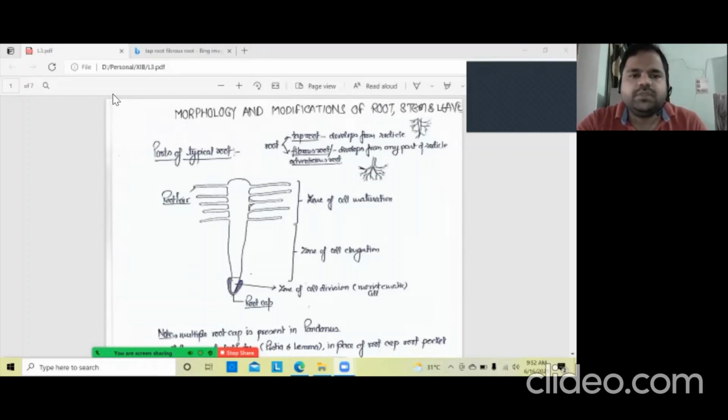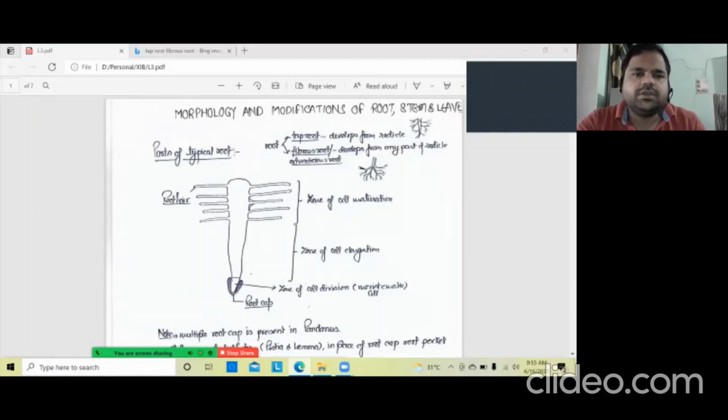Now we will see how many types of roots there are principally. Roots can be categorized mainly into two types. The first one is called the taproot, and the second is called the fibrous root. When we discuss the origin of these two types of roots, we can see that the taproot develops from the radicle. However, the fibrous root develops from any part of the plant other than the radicle.